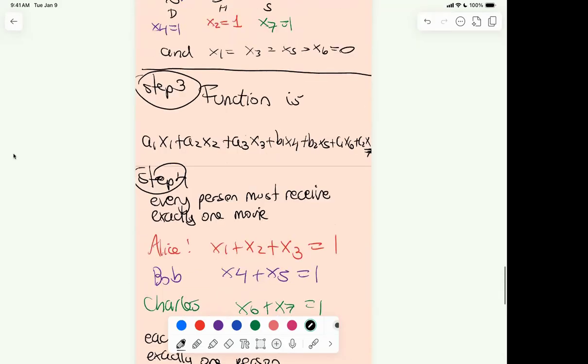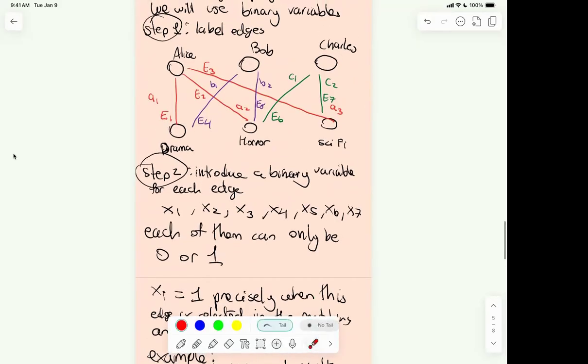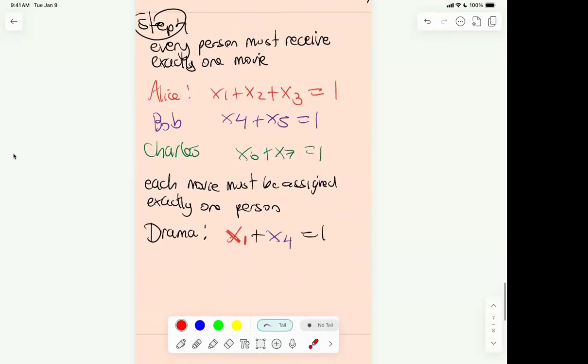Horror had to do with edges 2, 5, and 6. So 2, 5, and 6 have to be activated at most once. So horror: 2, 5, and 6.